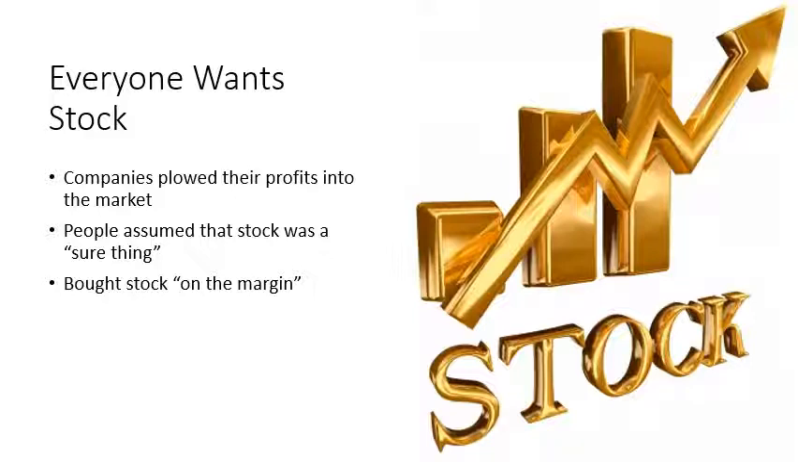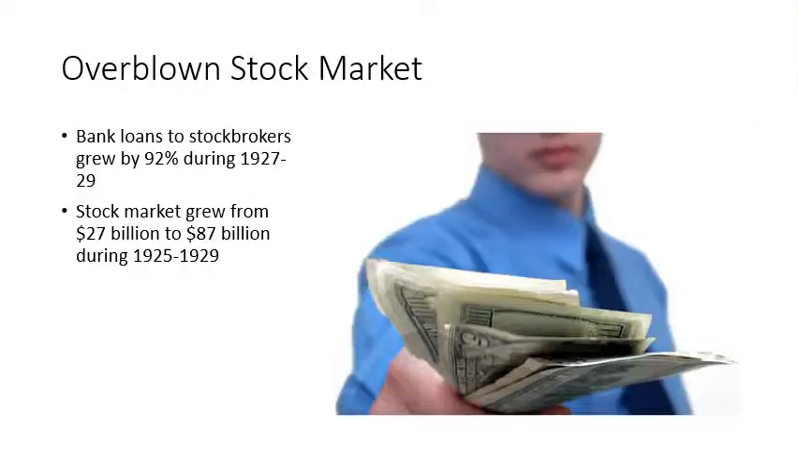What happens is they cannot repay their loans because the stock prices did not grow with the collapse. So everyone is getting in the practice of the stock market, and this creates an overblown stock market. Bank loans to stockbrokers grew by 92% during 1927 to 29. So the banks are giving money to stockbrokers to invest, money they might not have, other people's money, loaning it out to brokers to invest in the market. And the stock market grew from 27 billion to 87 billion during 1925 to 1929. So a huge growth in that area, but that's really a result of a bubble.